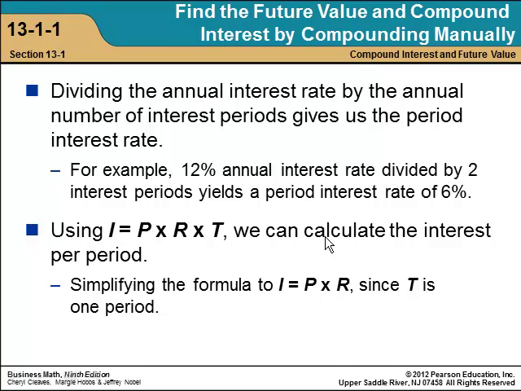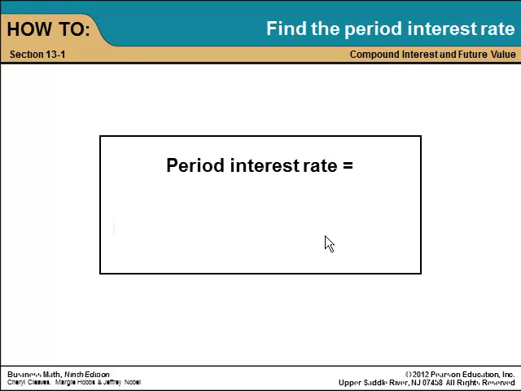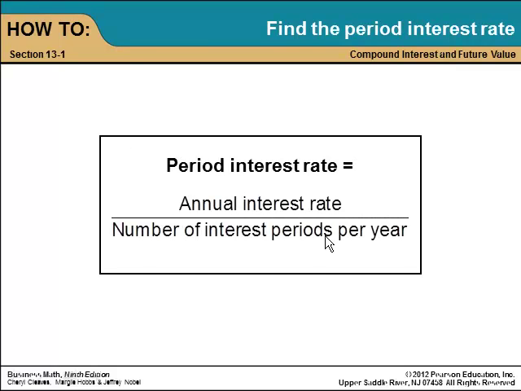So we use the formula that says the periodic interest rate is the annual interest rate divided by the number of periods per year. In the formulas, this is usually abbreviated as a lowercase i, or in Excel, it's called the rate.